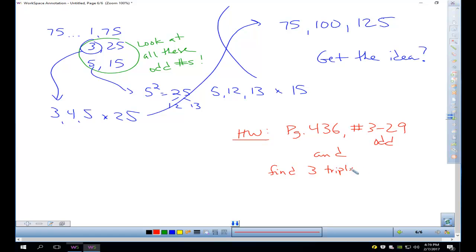Alright? So those problems from the book, 3 through 29 odd. And then let's do these triple problems. Let's do it for 3 different numbers: 25, 42, and 72. Alright?